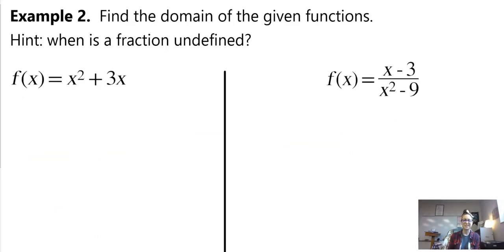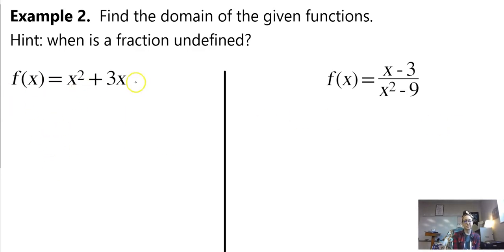Force a pause on your screen. Can you please copy the 2 functions I have in your notes? Okay, so we're going to review domain and range graphically in just a moment, but I first want you to think about this algebraically, like when do we have problems with our real numbers, okay?